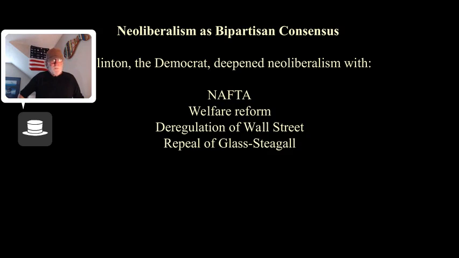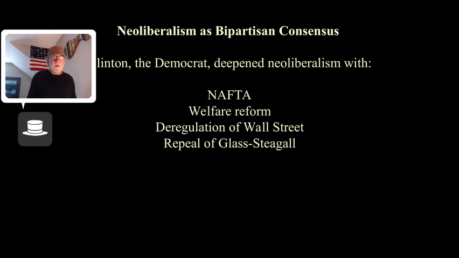He deregulated Wall Street. Much of the financial crisis of 2007-2008 can be sourced back to the policies of the Clinton administration. And one in particular is the repeal of the Glass-Steagall Act, which was put in place after the Great Depression, where you had commercial banks and you had investment banks, and those two could not mix their money. Commercial banks, where you put your deposit, could not take that money and put it into investment vehicles. There was a wall that prevented that from happening because that contributed to the Great Depression.